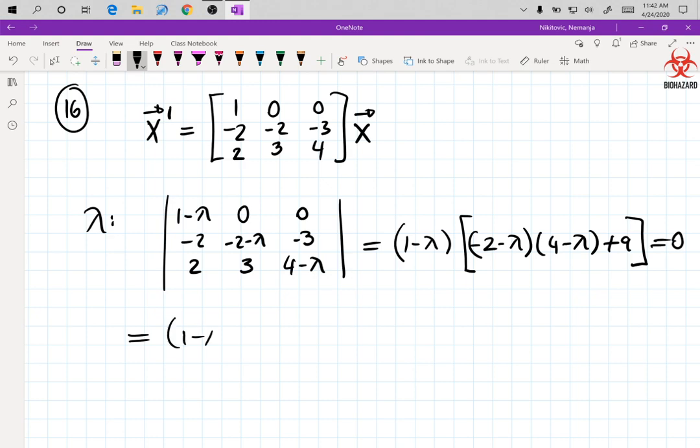So I have 1 minus lambda, and these big parentheses now, multiply everything. So I have negative 8, and then I have 2 lambda minus 4 lambda plus 2 lambda plus lambda squared, and then I have plus 9.